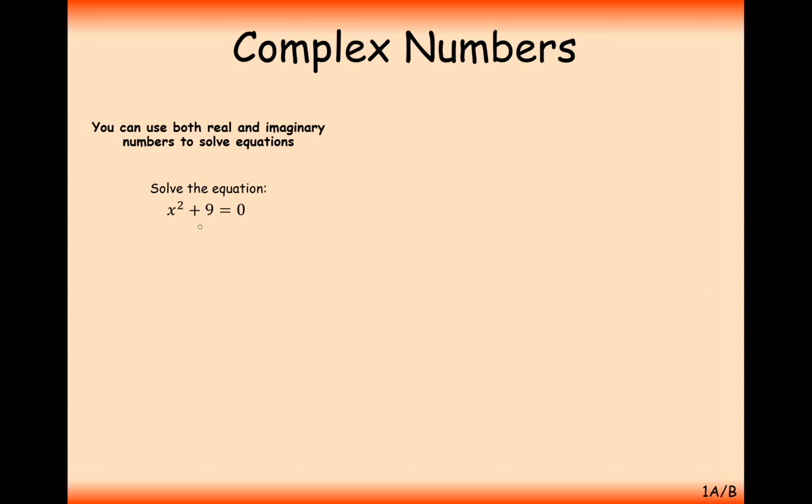Right, so let's start to use these complex numbers in a situation. Now we've got x squared plus 9 equals 0.